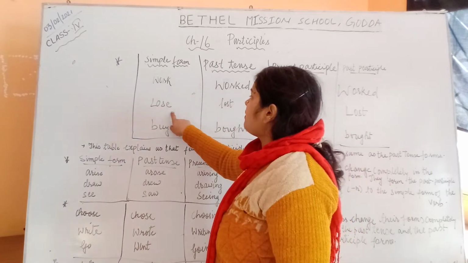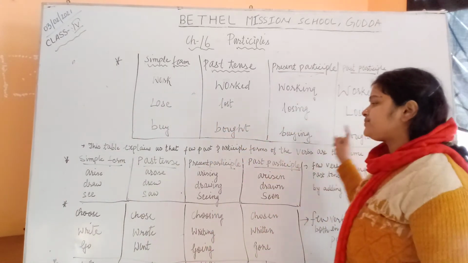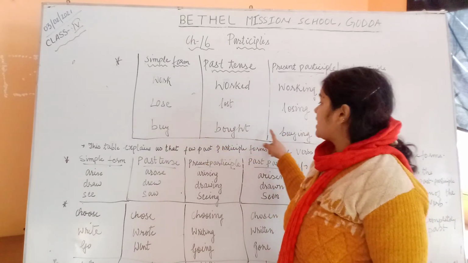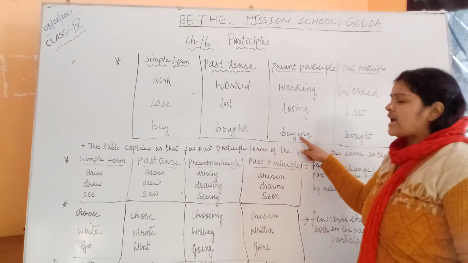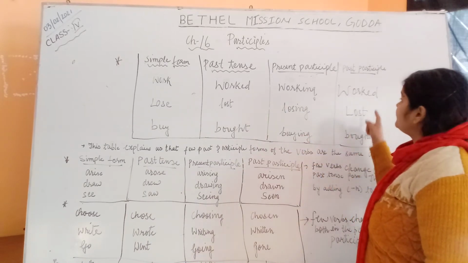While in the simple form, lose, lost, losing and lost. Buy, bought. In the past tense, it is bought. In the present participle, ing is used with the main verb. Again, it is bought in the past participle.